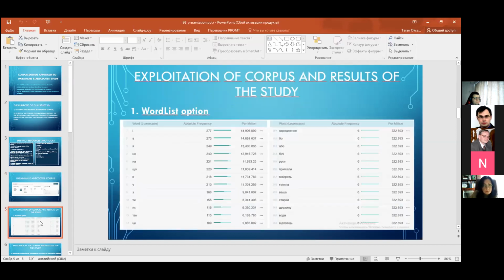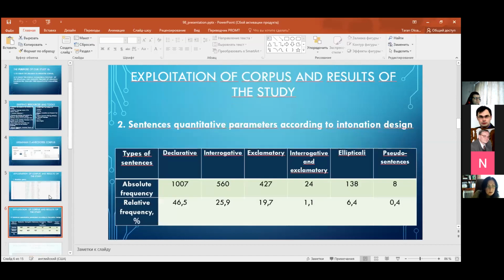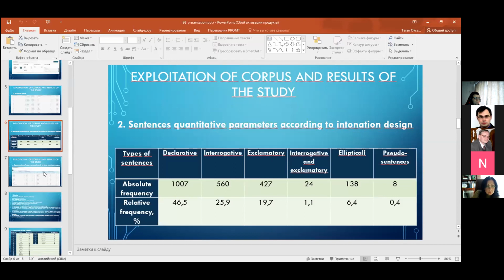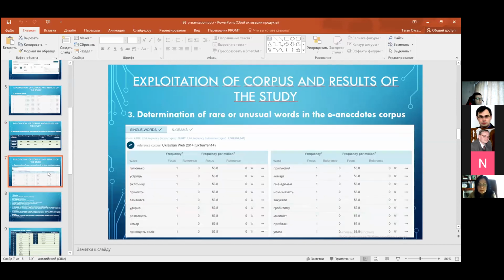Determination of rare or unusual words in the E-anecdotes corpus was done by comparing with the frequency in the reference corpus. So as Ukrainian Web 2014 contains more than 1 billion tokens, it can reflect the general language trends. If a word with a frequency of 1 in a focus corpus, I mean our corpus, has frequency 0 in the reference corpus, this Ukrainian Web, it is considered a rare or unusual word.